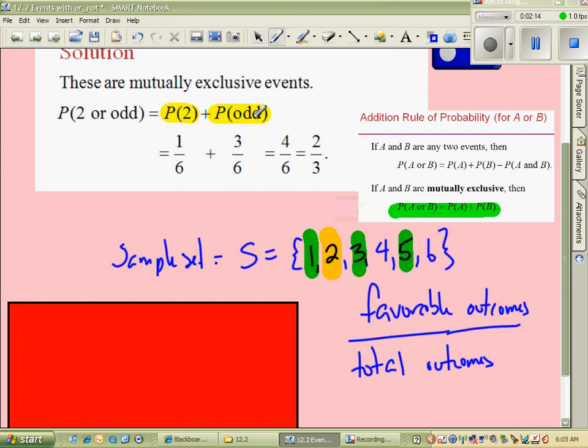The probability of being odd is 3 out of 6. And we take that, we add it together, we get 4 out of 6, and reduce that to 2/3. So the probability of being a 2 or an odd is 2 out of 3.